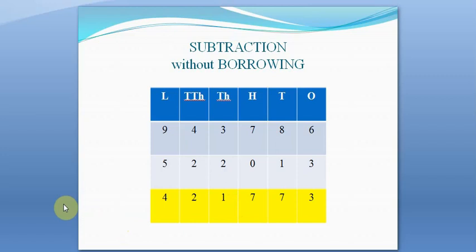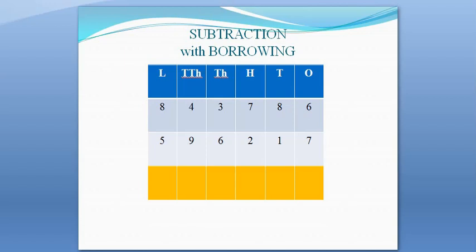So 9,43,786, such a big number, minus 5,22,013. The answer we get, the difference, is 4,21,773. Now let us see subtraction with borrowing. In this, we need to borrow because the minuend is small, so we need to borrow from the next column.